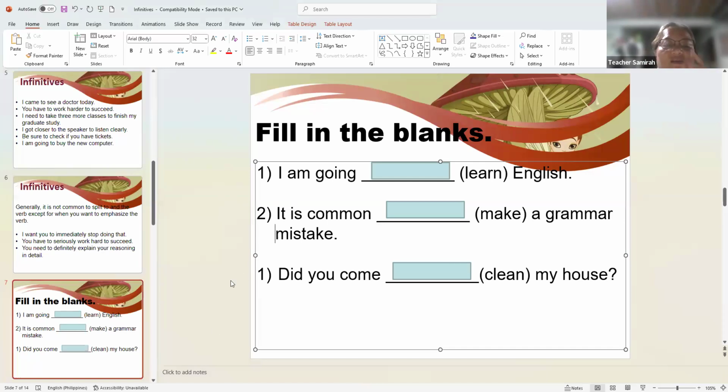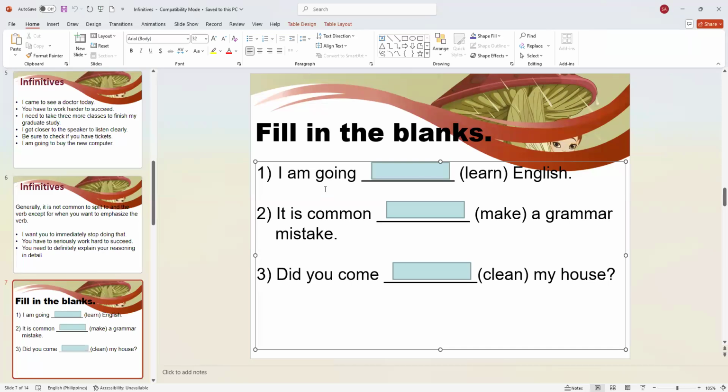What will be our answer? Can you understand? Do you know what should be the answer? Anyone? Okay, I am going blank English. What will be the infinitive here? The verb is present. I'm going to learn. I am going to learn English.